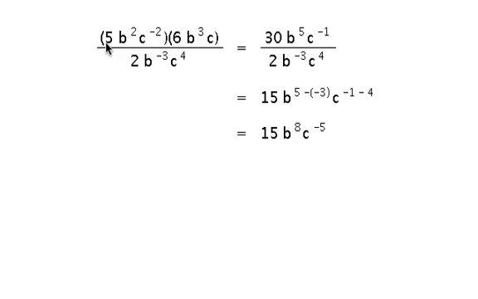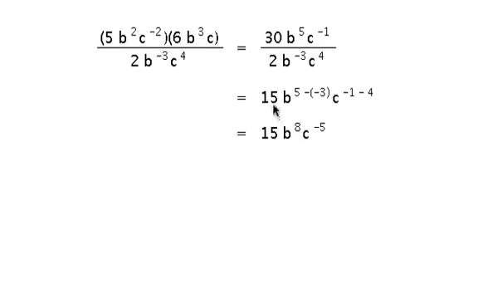Okay, so here, if we combine in the numerator, 5 times 6 is 30. 2 b's times 3 b's is 5 b's. 2 c's in the denominator times 1 in the numerator, this cancels out 1 in the denominator, leaving 1 in the denominator. Or by addition rule, minus 2 plus 1 is minus 1. And this stays the same.